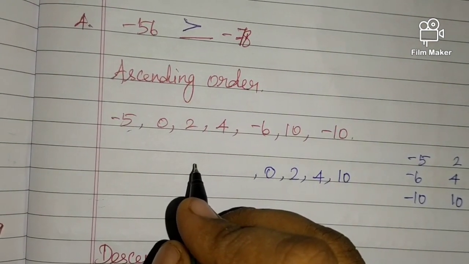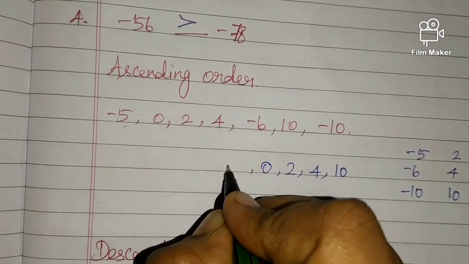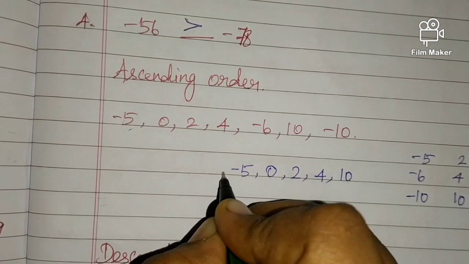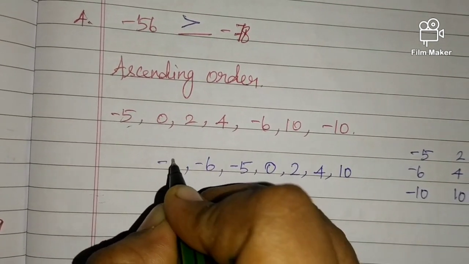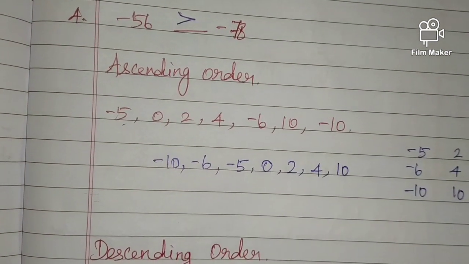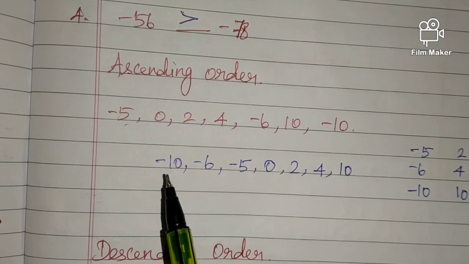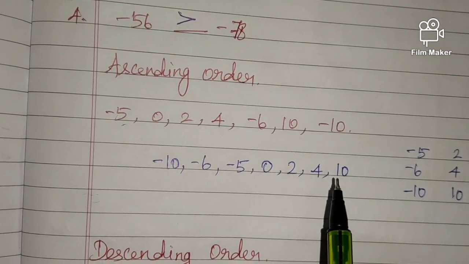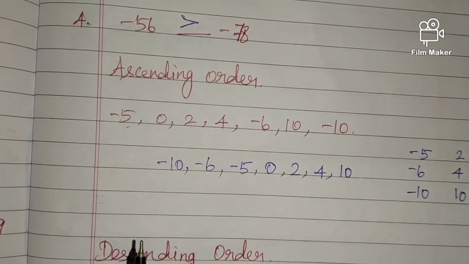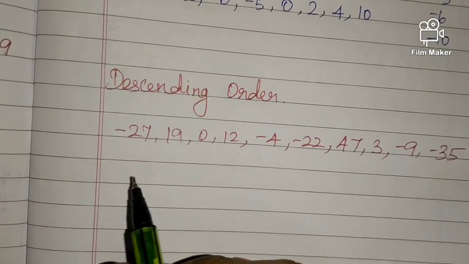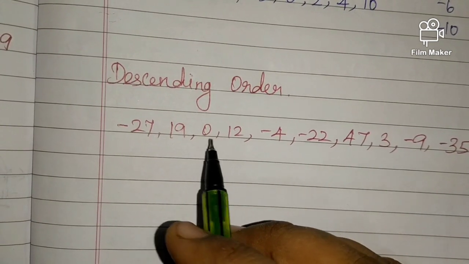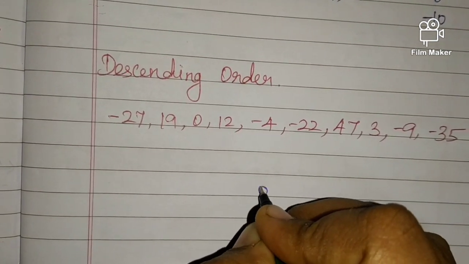On this side, if you come, which will come near to the 0? Minus 5 will come near to the 0. After that only minus 6 will come. After that only minus 10 will come. So in this pattern minus 10 is the smallest number, plus 10 is the biggest number. And then now descending order. Luckily in this pattern we also have the 0. I'll just write the 0 first.